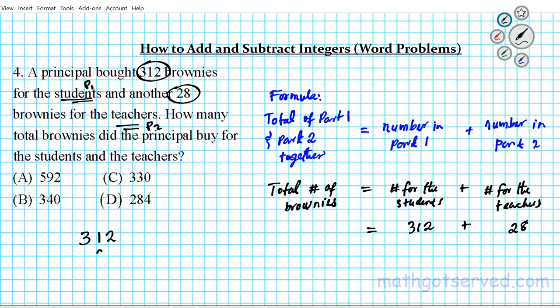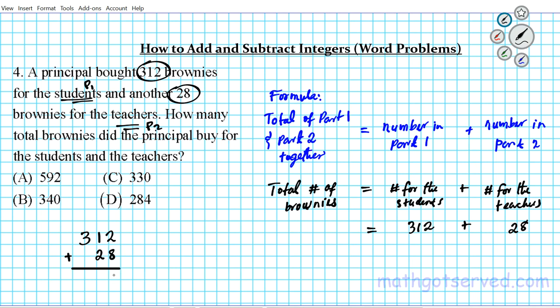So when you're adding two integers, please make sure that you align them in such a way that the identical place values are vertically configured. We're just using the stack method here to add these two integers. So these are the ones place, so line it up. You don't want to put the 28 here and mess up the whole sum. So, nicely lined up, let's go ahead and add.